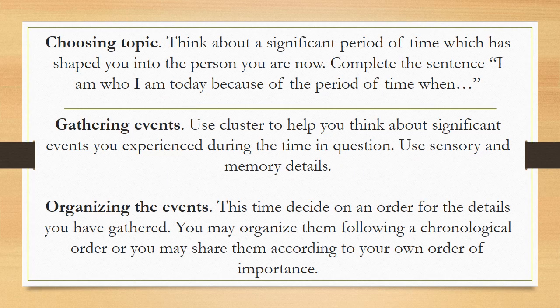Okay, so these are the steps in generating ideas in writing a personal recount. First is to choose a topic. Think about a significant period of time which has shaped you into the person you are now. Complete the sentence: I am who I am today because of the period of time when. You can continue that by writing your experiences, the significant period of time which has shaped you into the person you are now.